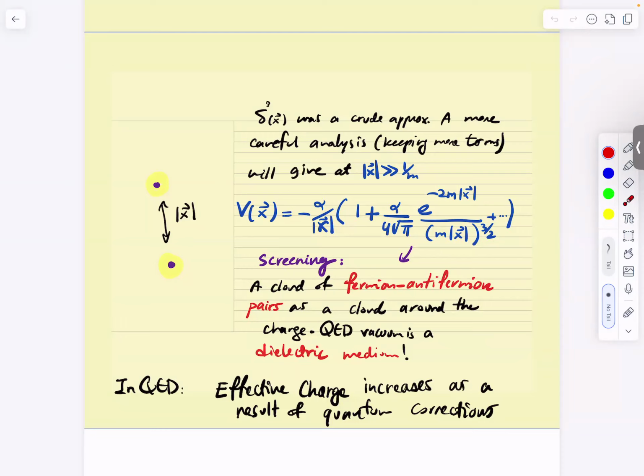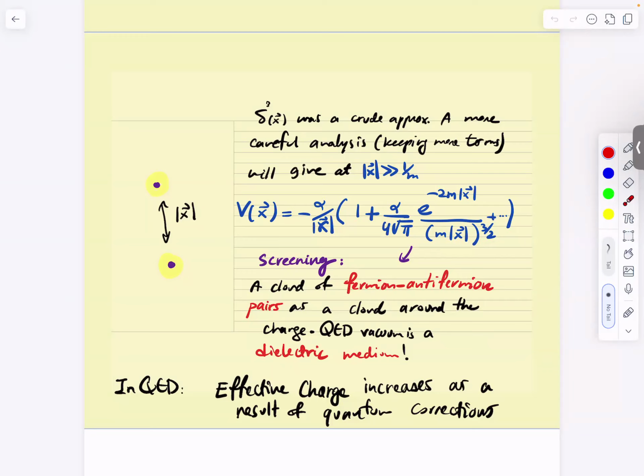Yeah, so this is a correction to this diagram, which was a 3-level interaction. This is order e squared. This is order e to the 4. And alpha is e squared over 4 pi. Right? So that's the first order alpha correction. There's an exponential thing. Now, how are we going to interpret this?